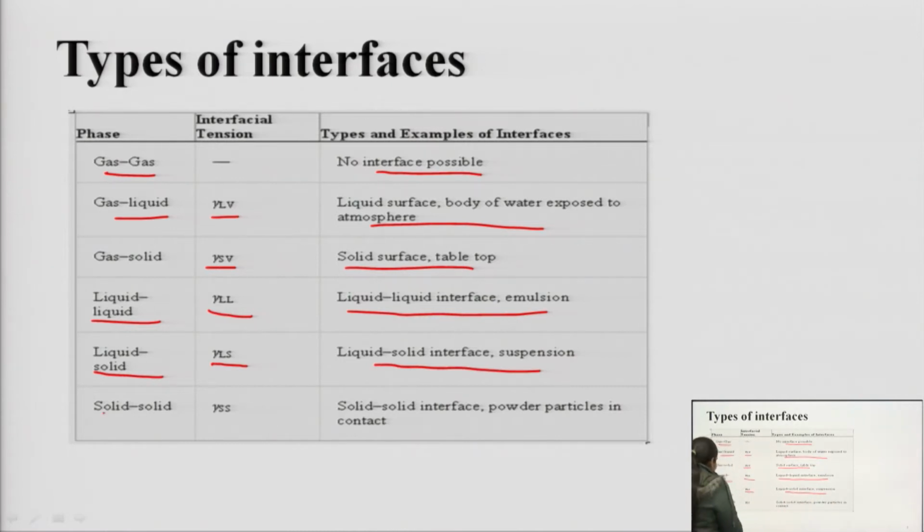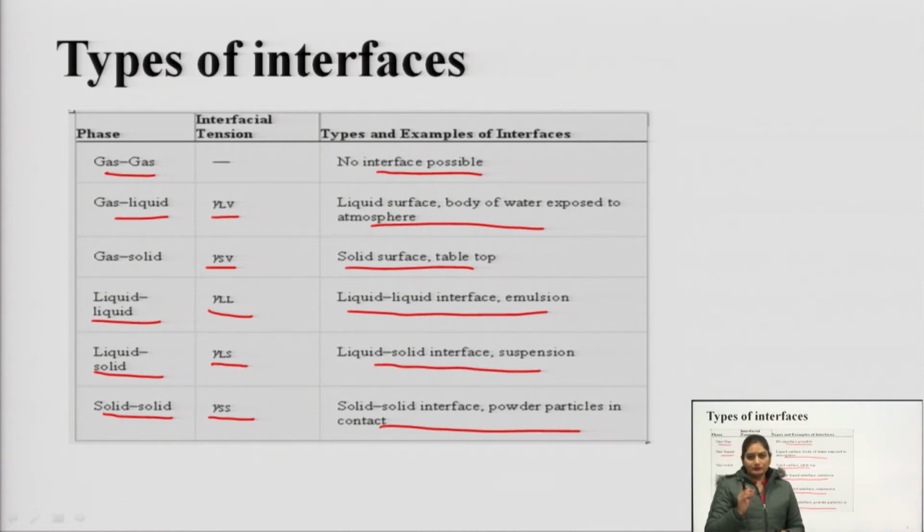Okay. Next is solid interface. What is solid interface? It is represented by gamma SS, and the example of solid interface is powder particles in contact. For example, when two different powders are in contact with each other, or two different powders are mixed with each other, then they will be in contact with each other.